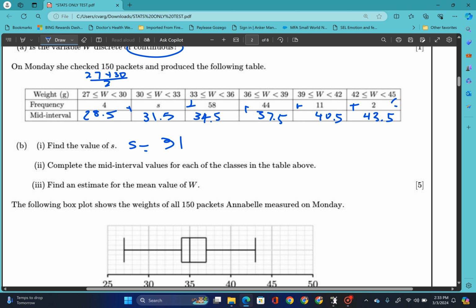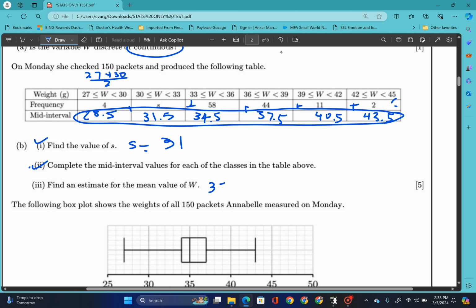All right. So we did part B1, part B2, and now we're going to do part B3, right? Then it says find an estimate for the mean value of W. So the estimate for the mean value of W is we're going to take all the weights and find an average of them, right? I'm going to take a look at the numbers that we just wrote right here, and we're going to find the mean of it. So you can add them up and divide by 1, 2, 3, 4, 5, 6, or you can plug this into L1 and then use the 1-var stats. Either way you do it, you get that the mean value is 35.2. And then let's put our units here. So that's going to be 35.2 grams.